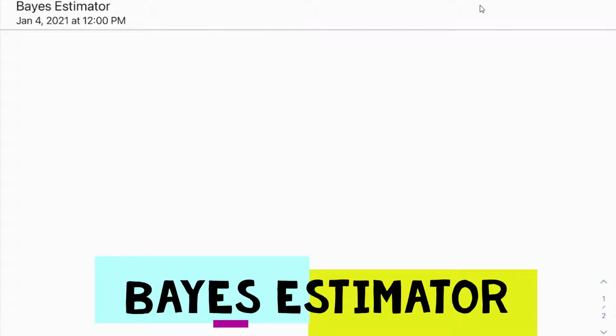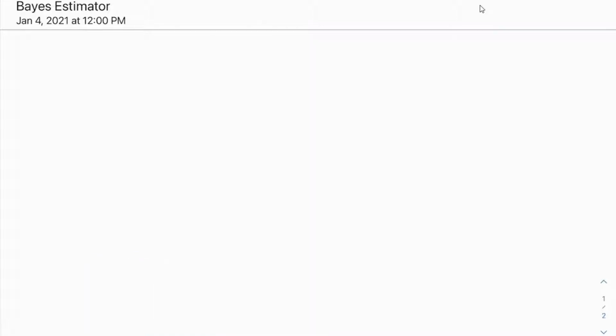Then I will prove to you that the MMSE and MAP, they are all a special class of this estimator. And also, I will solve one more example about the least absolute error criterion, which is another special class of Bayes estimator. Okay, so let's start.